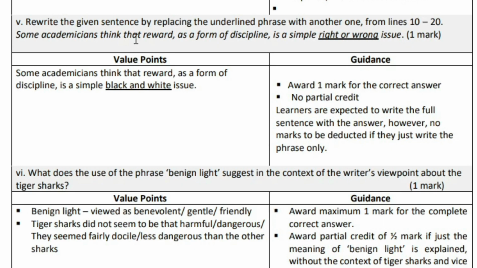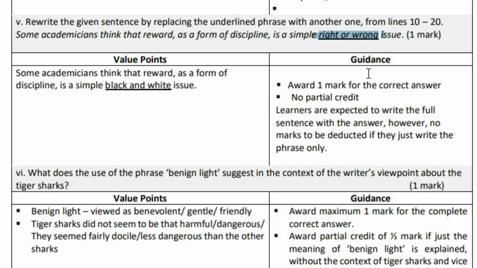This is the underlined phrase. Some academicians think that reward as a form of discipline is a simple right or wrong. So what is the answer given here? See, some academicians think that reward as a form of discipline is a simple black and white issue. So we need to know, even to change the phrases, even to change the words.